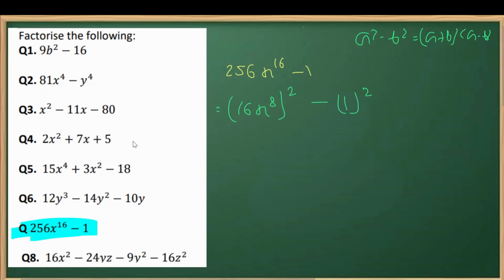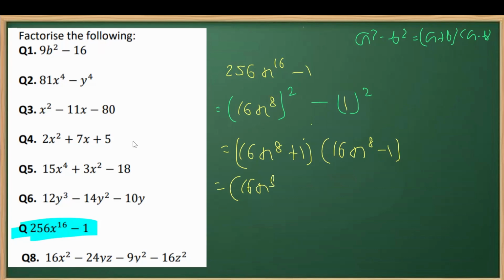Now, here we are going to consider this whole thing, that is 16x raised to the power 8, as a, and 1 being b here. So applying this identity, a square minus b square, we can write 16x raised to the power 8 plus 1 and 16x raised to the power 8 minus 1. Keeping the first as it is, we can factorize the other expression further. I can write this as a square of a term, so 4x raised to the power 4 whole square, right?